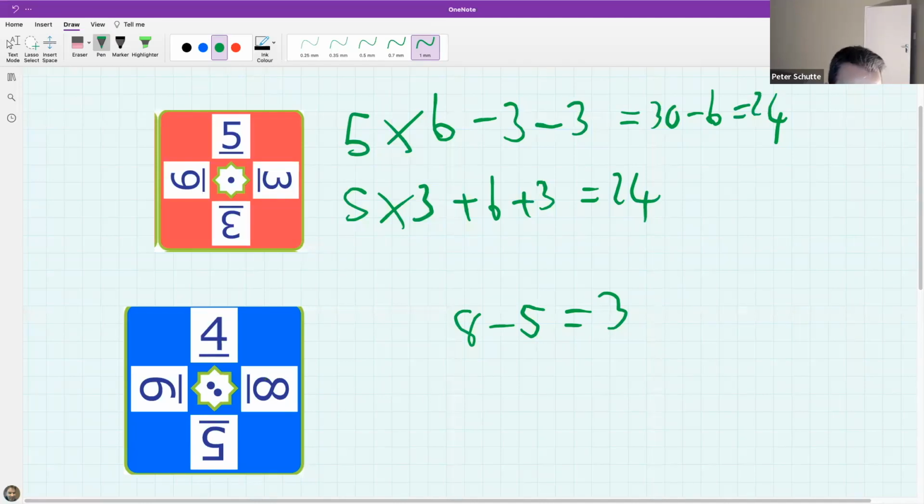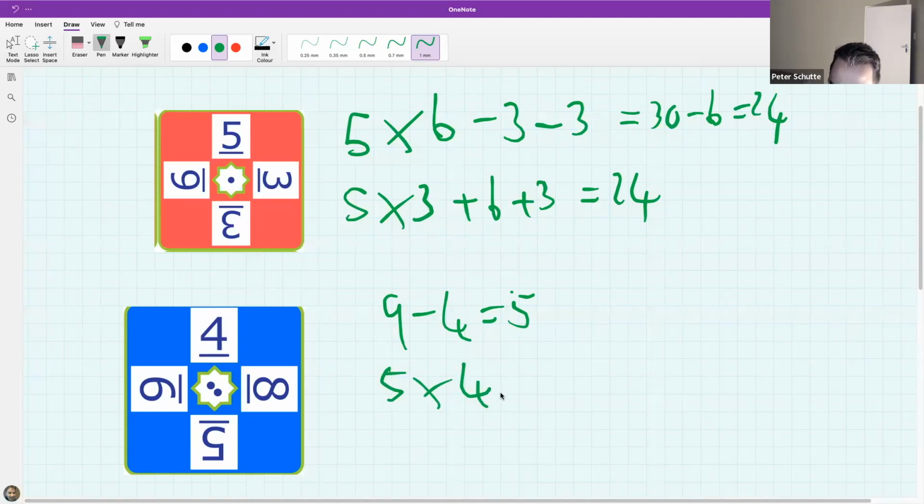Oh, I just saw it. My brain had a flash of inspiration. 9 minus, okay, wait. So 5 times 4 is, where do the brackets go? 9 minus 4 is 5. And then 5 times 4, this is what people, plus 8. I think that's still too big.